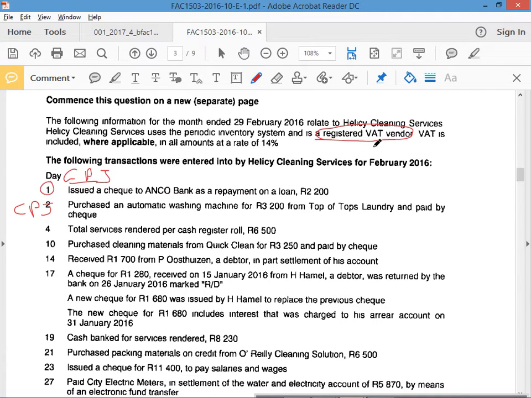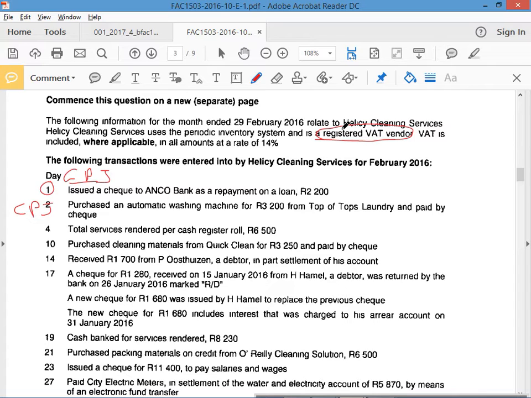Is VAT applicable? Yes. You'll have input and you'll have output. How do we remember the difference? When goods come in, you're buying goods. There's input VAT because you pay the 14% to the person you're buying from. Does that make sense? If you're paying the VAT, you can claim it from SARS.